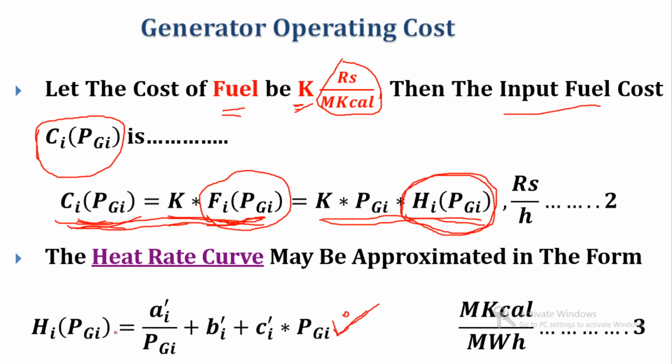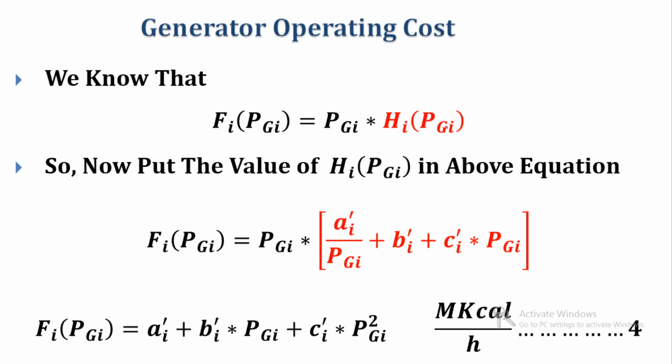So now I will put the value of Hi of Pgi over here. So our equation will be Fi of Pgi equal to Pgi into Hi of Pgi. Now put the value of Hi of Pgi that we have taken from the curve fitting tool.